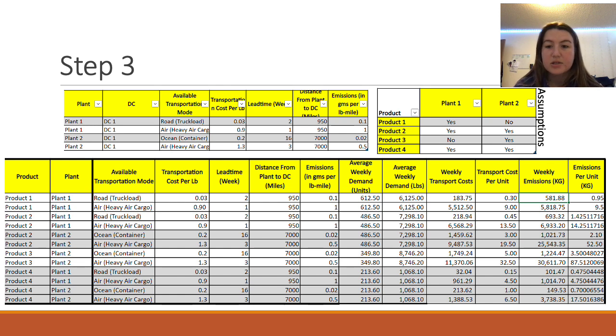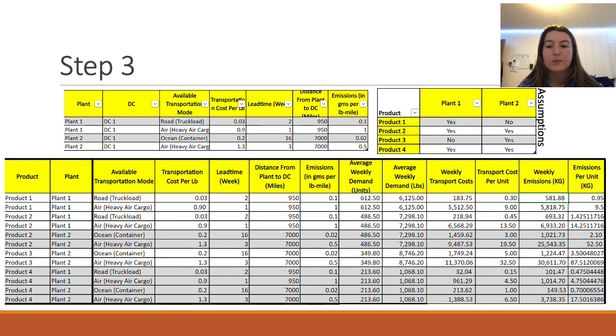Two key costs that were important that we calculated were the transportation cost and the emission cost. So at the top you can see the given assumptions. And in order to find the weekly transportation costs, we took the transportation cost per pound and the average weekly demand in pounds, and we multiplied those together. And this helped us get to the transportation cost per unit because we took the weekly transportation costs and divided it by the average weekly demand in units.